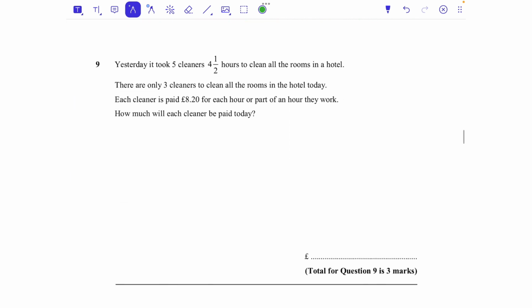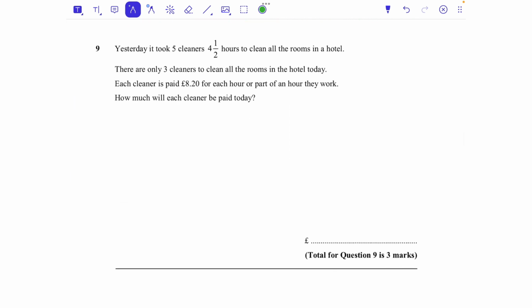Question number 9. Yesterday it took 5 cleaners 4.5 hours to clean all the rooms in a hotel. There are only 3 cleaners to clean all the rooms in the hotel today. Each cleaner is paid £8.20 for each hour or part of an hour that they work. How much will each cleaner be paid today?